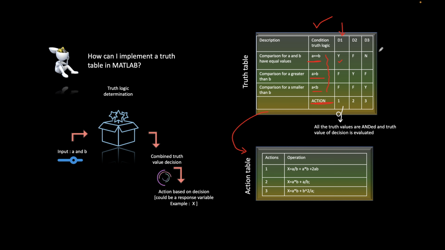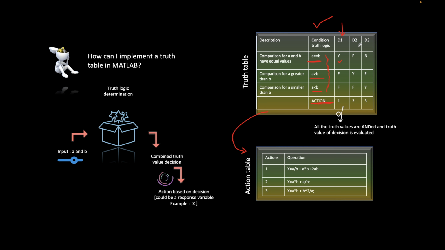But suppose you have missed some condition or some scenario, then you will get a warning called underspecified truth table. That means that you have not specified some of the scenarios which may come while running the truth table. In such scenarios, you may end up doing nothing or you will not be able to take any decisions. So that is called an underspecified truth table.